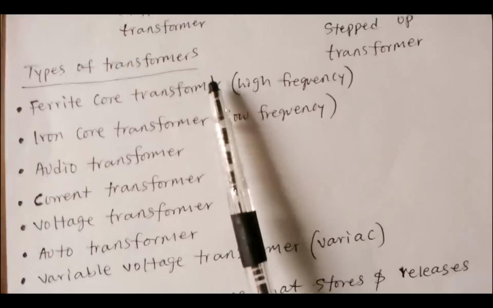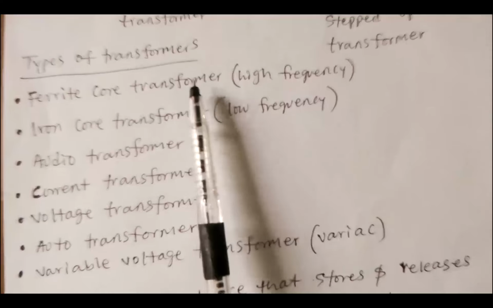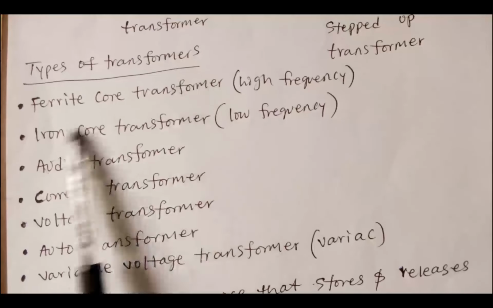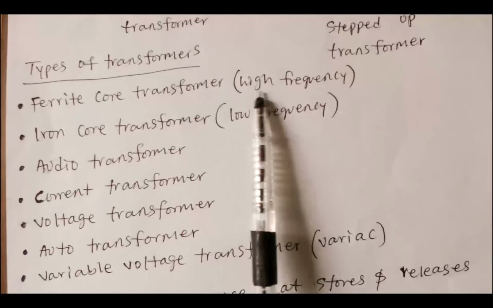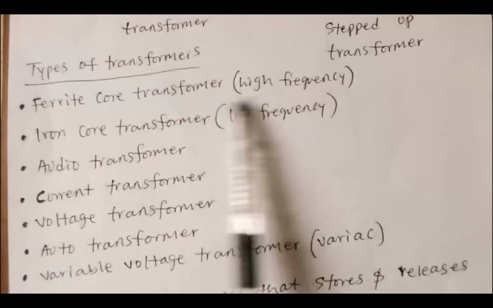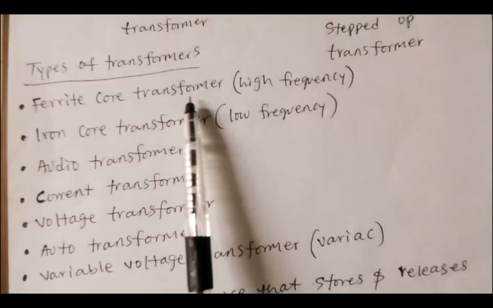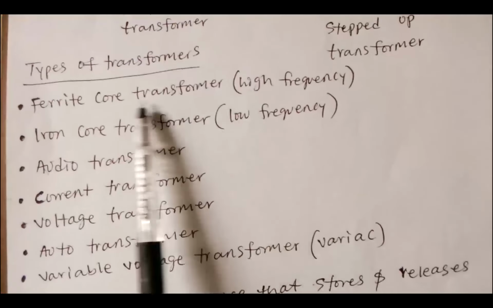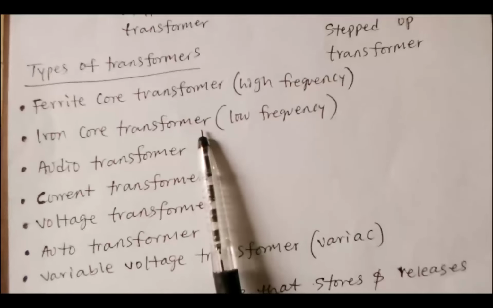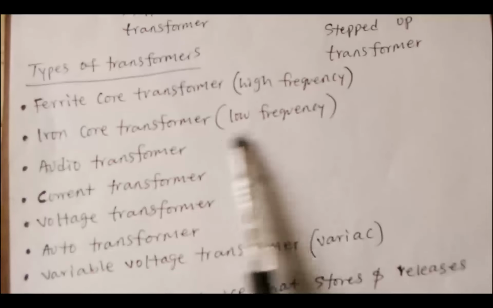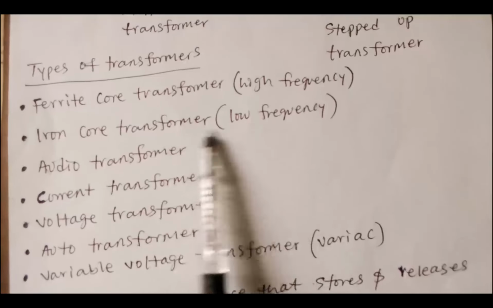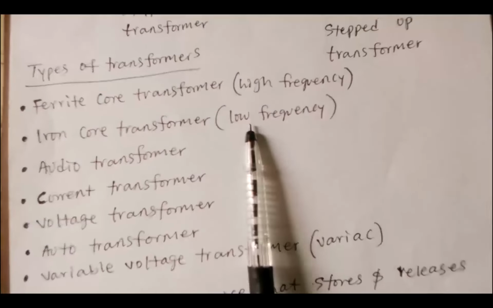So we also have types of transformers. We have the ferrite core transformer, high frequency. These types are used in our phone chargers and laptop chargers, and some power inverters also use this high frequency transformer. Then we have the iron core, the heavy ones, for low frequency, the ones we are commonly used to.